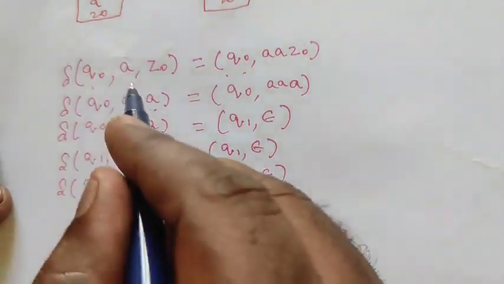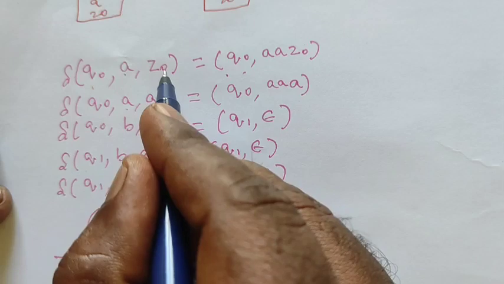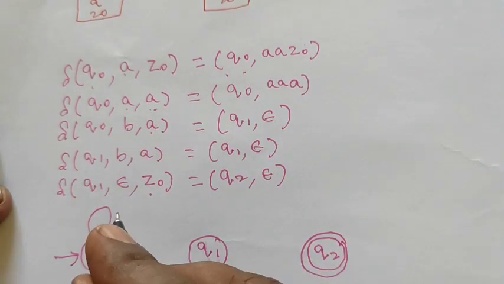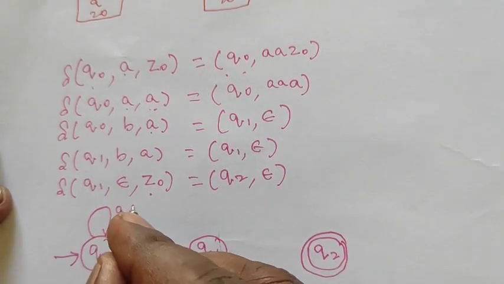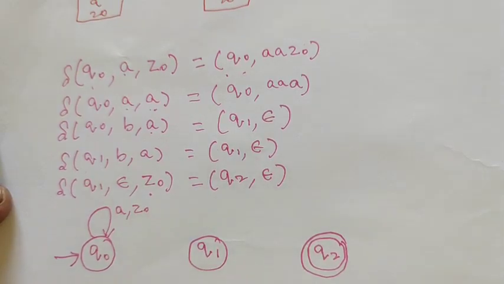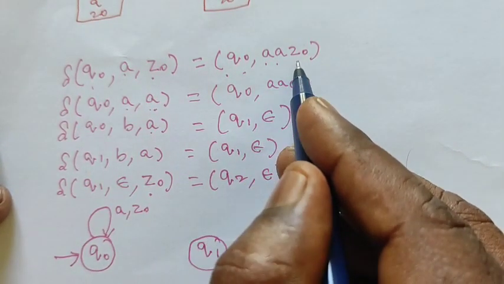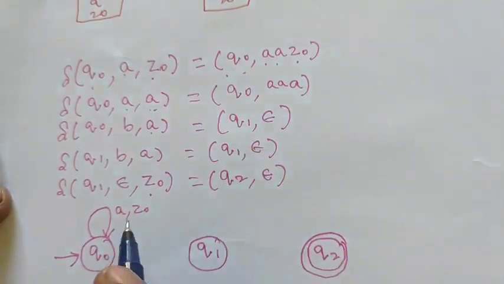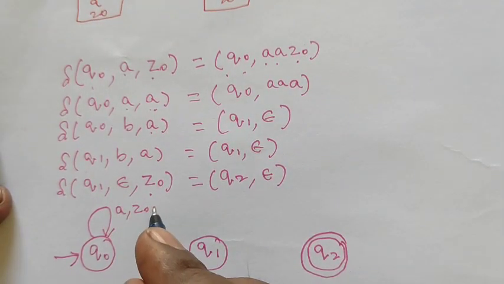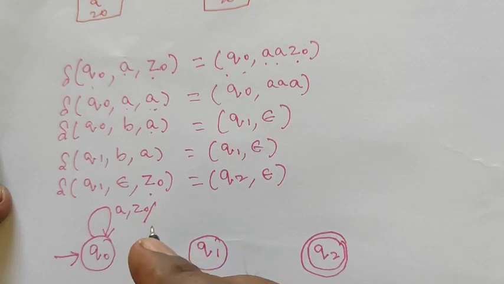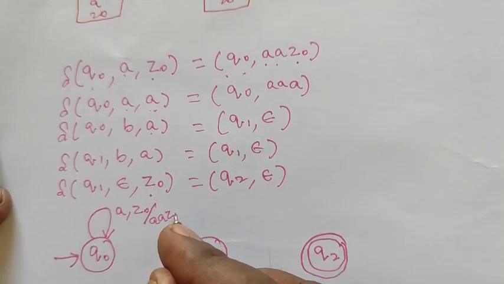So what is the input? A is the input. What is the topmost symbol of the stack? Z naught. So I can write it like this: A, comma, Z naught. And this Z naught is replaced by AAZ naught, isn't it? So below this Z naught, put a bar and write AAZ naught.